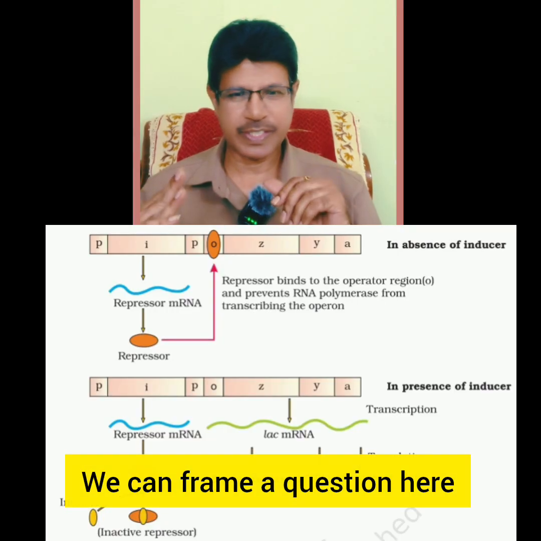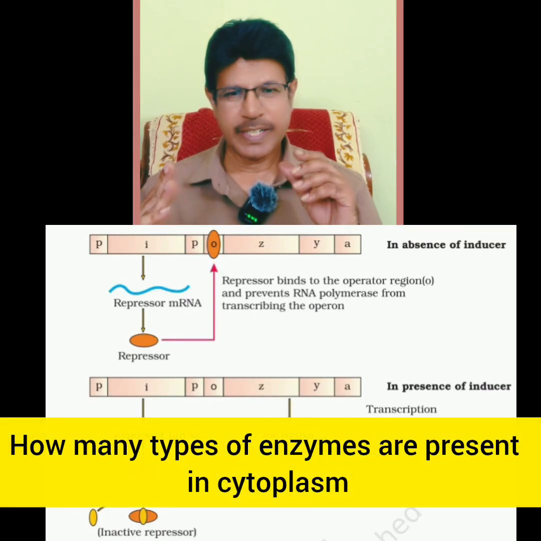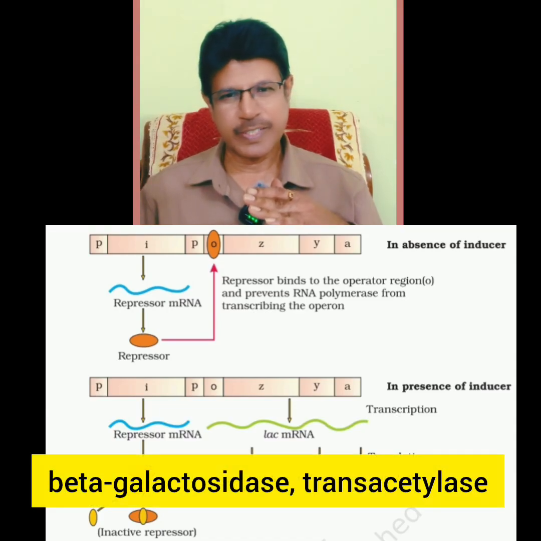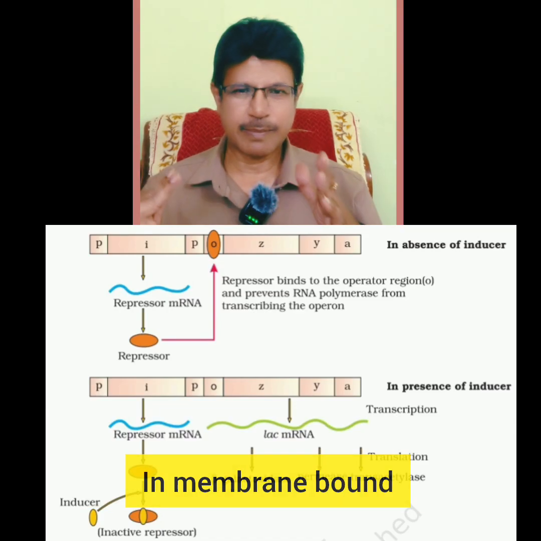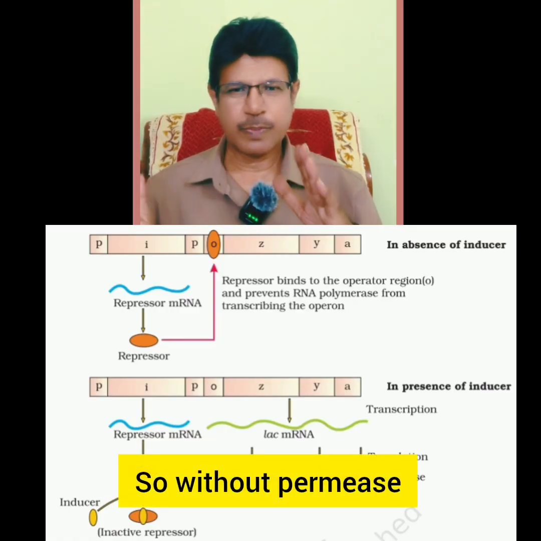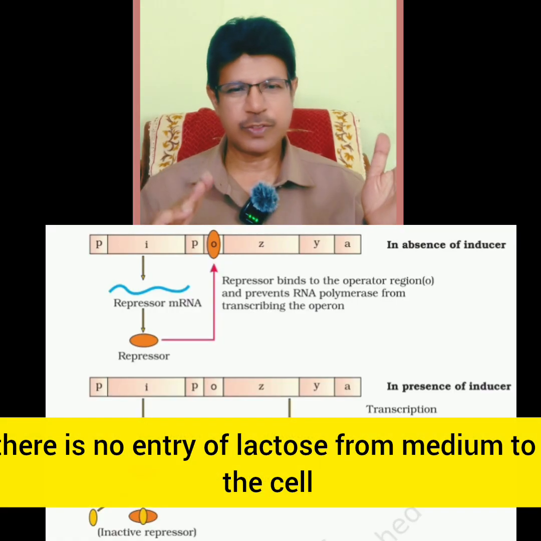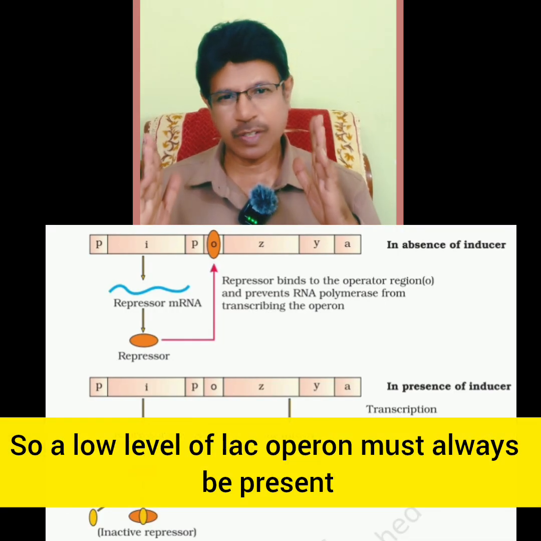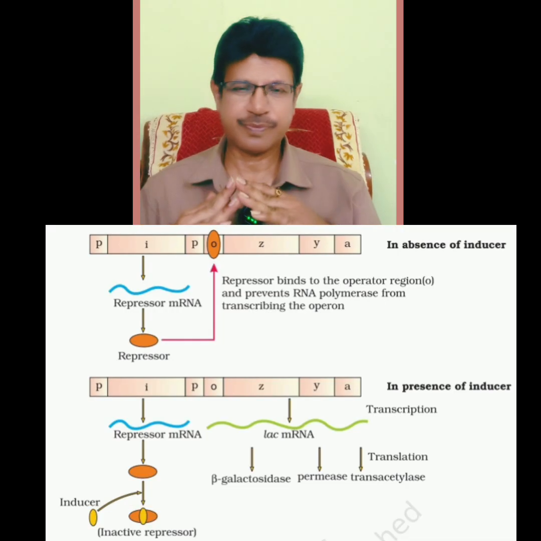We can frame a question here. How many types of enzymes are present in cytoplasm and membrane bound? In cytoplasm, beta galactosidase and trans-acetylase. In membrane bound, that is permease. So without permease, there is no entry of lactose from the medium to the cell. So a low level of lac operon must always be present.